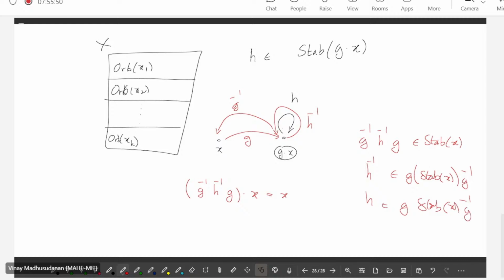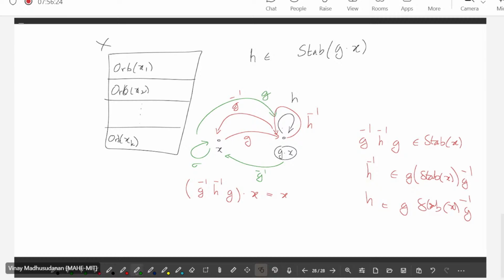Okay, and conversely, the converse is also true. Whatever you did here, you can reverse. So actually, I would have gone this way. I want to stabilize g·x. I'm starting from g·x. I know that if I apply g inverse, I can come to x. Then I apply some element in the stabilizer of x, let's say some sigma. So I'll stay there, and then I'll use the inverse of this to go back.